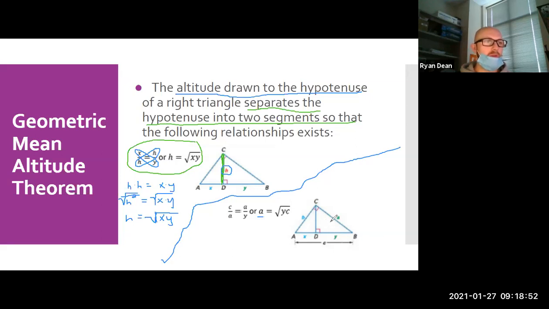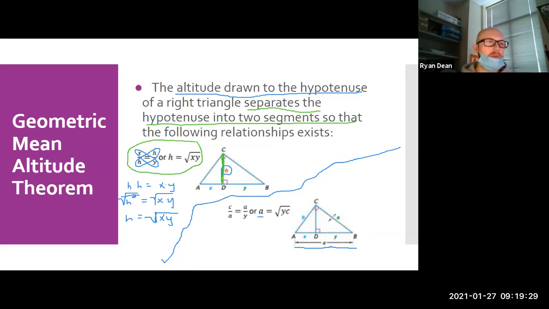Okay, and the way that we do that is we would have to set up a different formula. Okay, and this one is going to be C divided by A. That's equal to A divided by Y. Okay, so C is this long piece down here. C is the hypotenuse. That's just a general notation that we're always going to use. C is always going to be the letter for the hypotenuse.